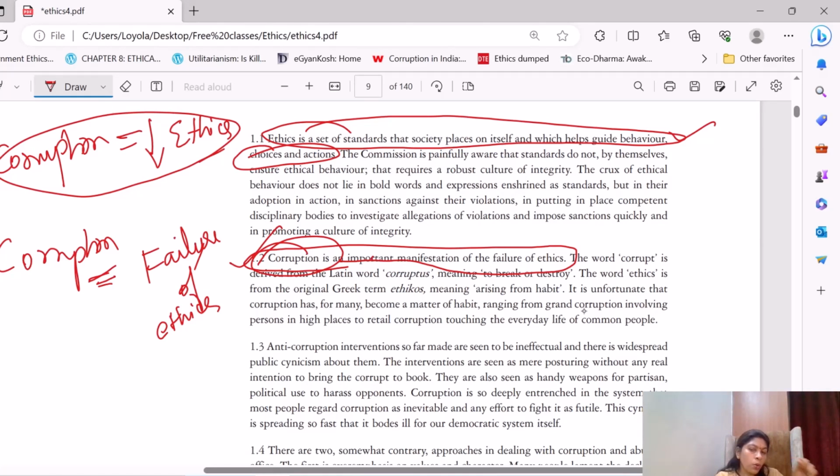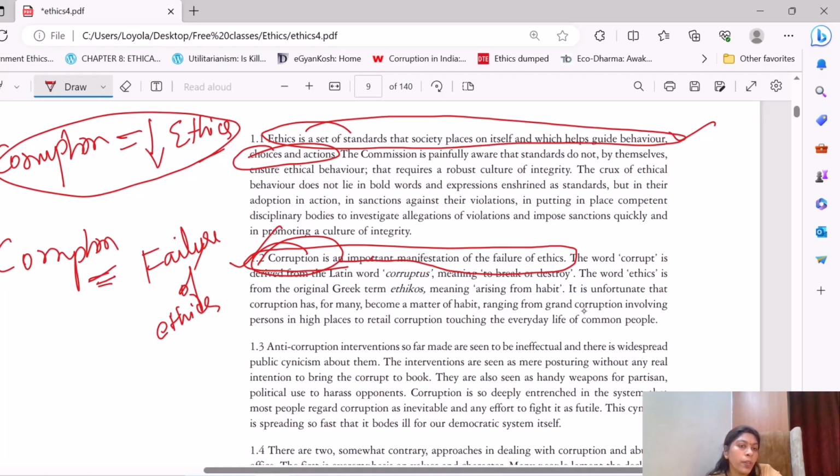If you look closer, the word corruption has been derived from a Latin word called corruptus. What is the meaning of that? It means to destroy something or completely to break. That's the meaning of corruption. So the word corrupt, derived from the Latin word, says itself: completely destroy something. Now let us come to ethics.